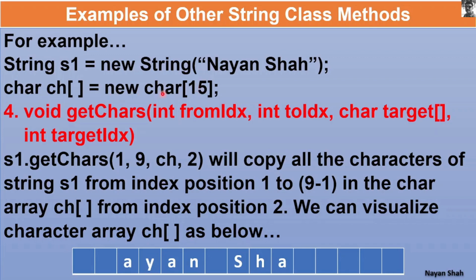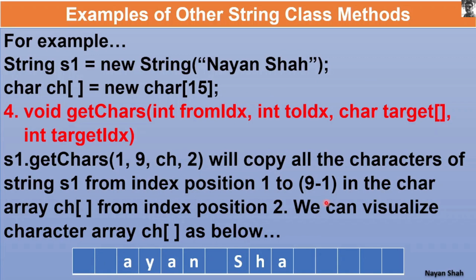Because the size of character array ch is 15, if you count, it is 0, 1, 2, 3, 4, 5, 6, 7, 8, 9, 10, 11, 12, 13 and 14. So the total size of the array is 15. In that we are pasting these extracted characters, that is Nayan Shah, from index number 2, that is the third position. Index number 2, that is position 3, 0, 1 and 2. So this is how it works internally.